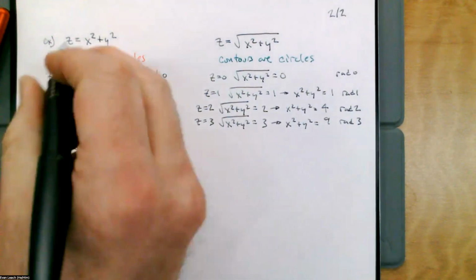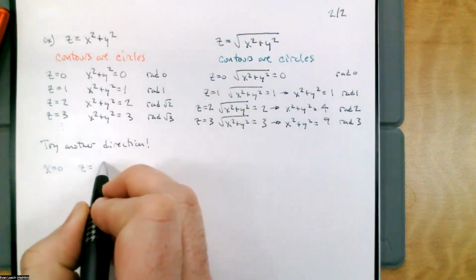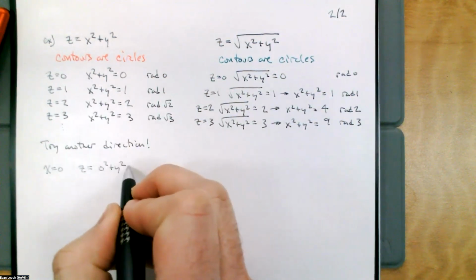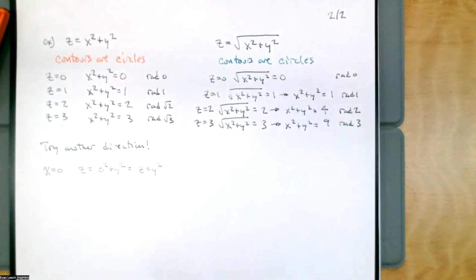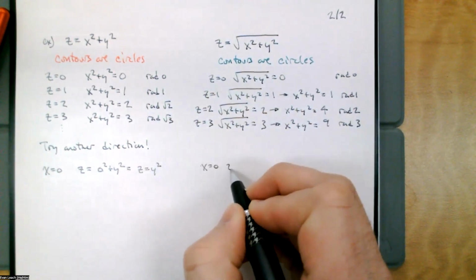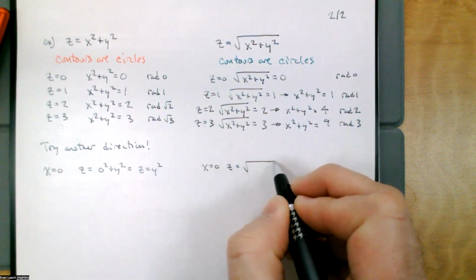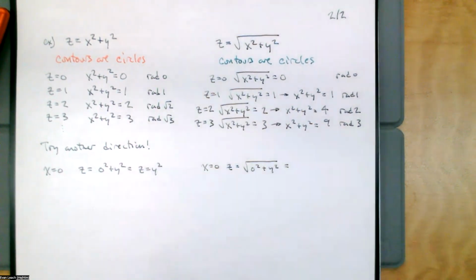If x is equal to 0, then we get the equation z is equal to 0 plus y squared. So z is equal to y squared. What's that shape? That's a parabola. Over on the other side, when x is equal to 0, z is equal to the square root of 0 squared plus y squared. What's that equal to?